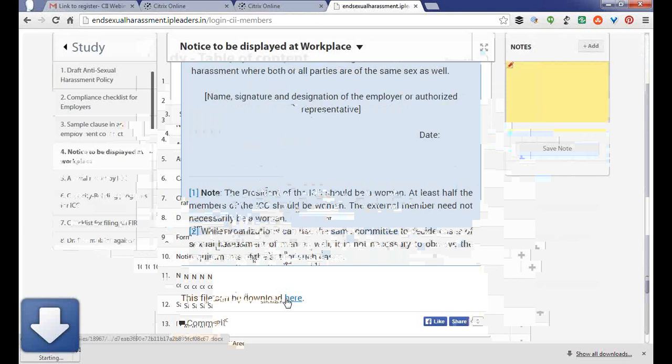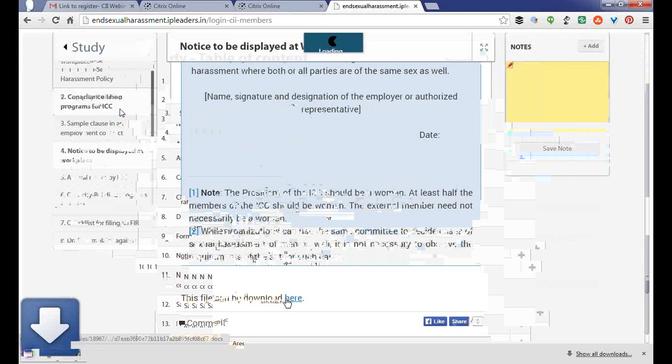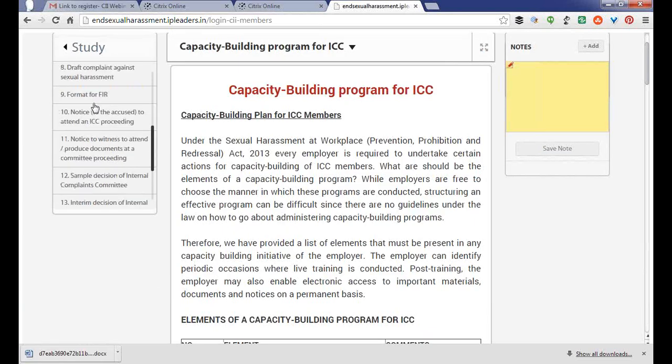The composition of a capacity building program for ICC. We constantly keep upgrading this. We keep adding new formats, model presentations. In case the ICC refers someone to file an FIR, what kind of content should go in that FIR? That is explained here. If there's a settlement that is being suggested, what should the settlement agreement look like? So these are the aspects that have been explained.